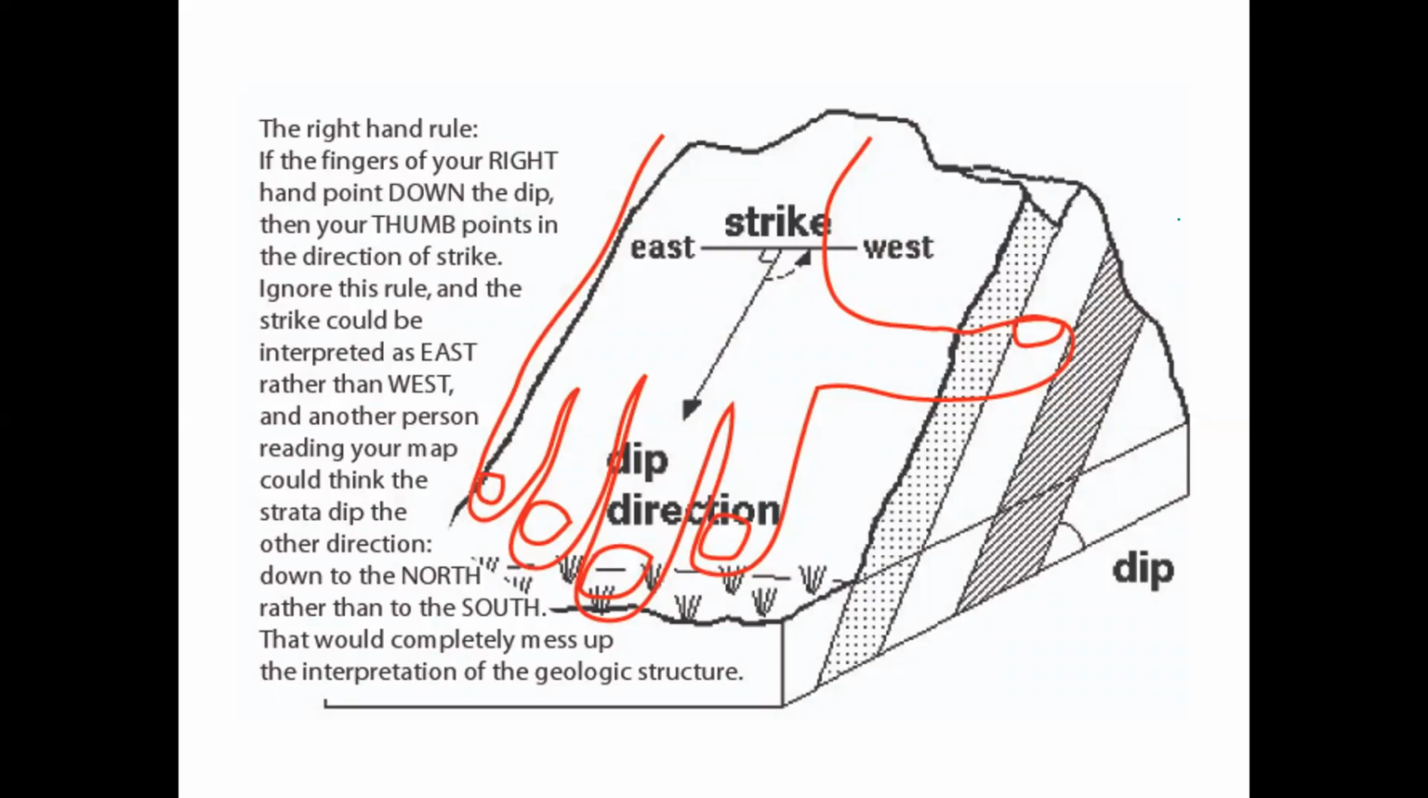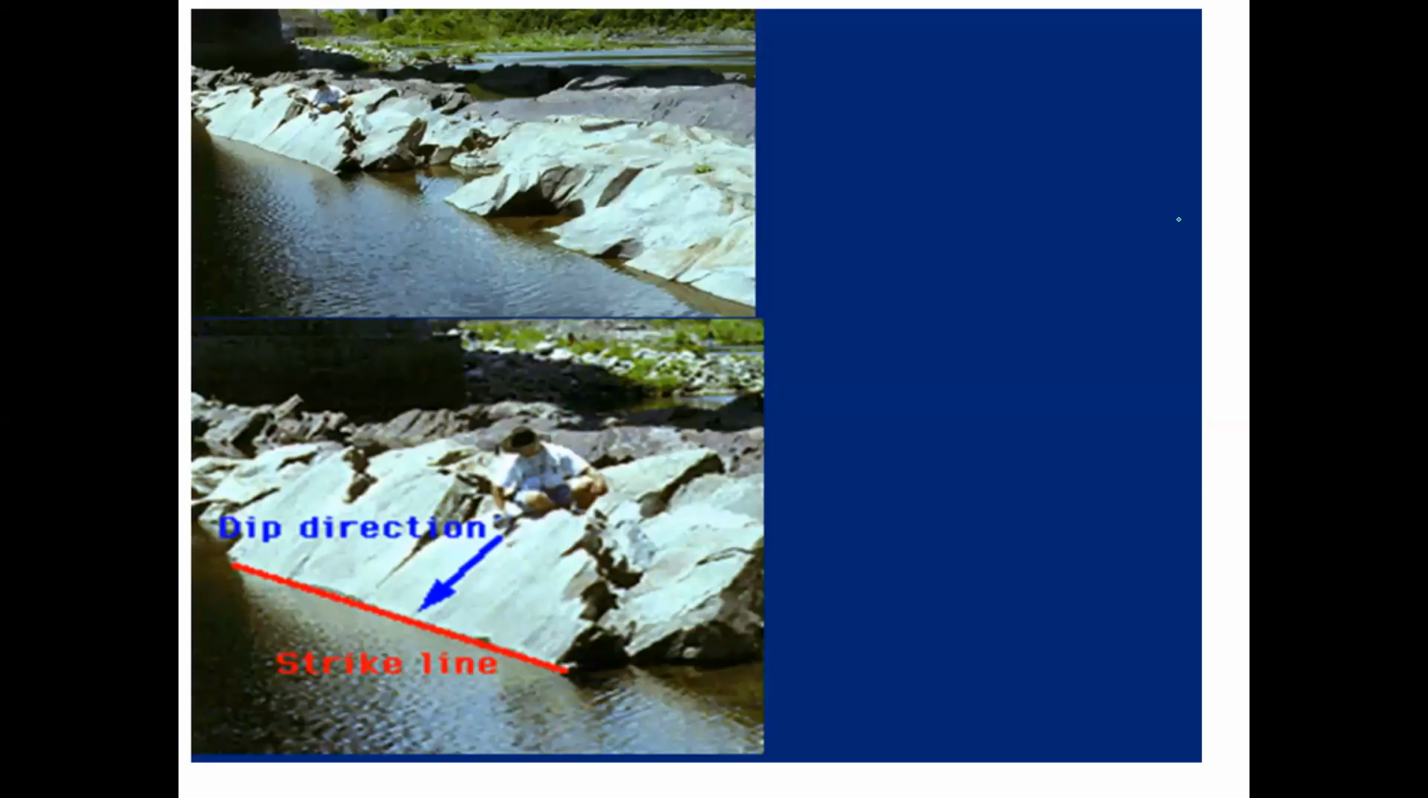Now, how to go about figuring out what the strike is? Well, let's figure out what the dip is first. And one way to do that is with water. Have a bottle of water and pour water on the rock. The water is going to flow down dip. And you might need to do it in several places. Then you can take the average of the areas. And once you have the dip direction, strike will always be 90 degrees from that.